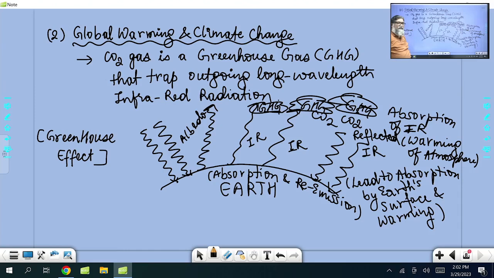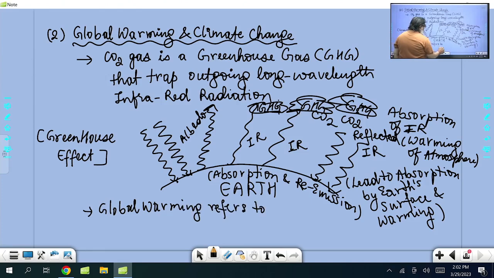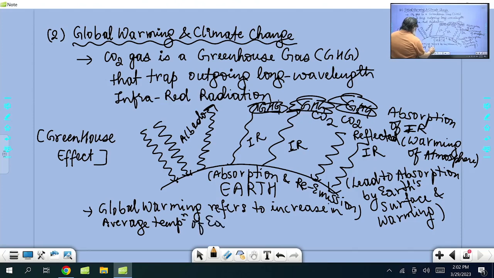So what is global warming? When we say global warming, it refers to an increase in average temperature, the increase in average temperature of Earth's surface. And Earth's surface is made of both land and water, continents and ocean.